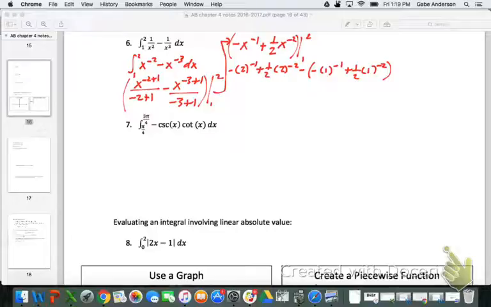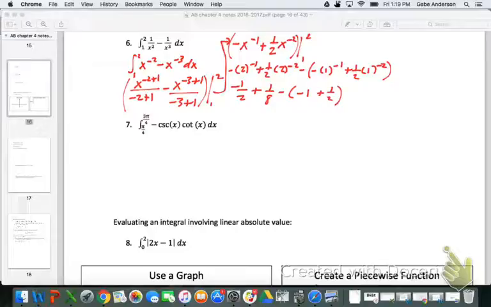Okay, so let's try to finish this. So this ends up being negative 1/2. There we go. Negative 1/2. What is this 1/2 times 2 to negative 2? How does that end up finishing? 1/2 times 1/4. Which is 1/8. Good. Minus, this is negative 1 plus 1/2.